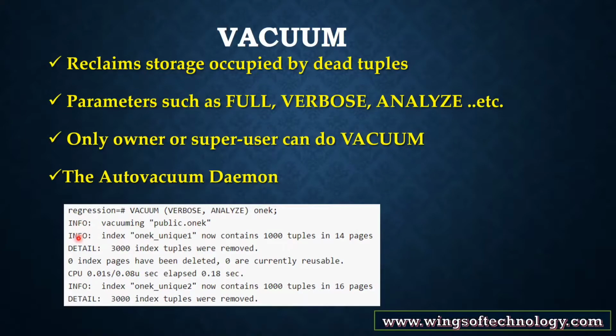Okay, so if you see here info, and the second info is saying that particular index, unique one index, has 1000 tuples in 14 disk pages. Okay, and what it is saying is detailed 3000 index tuples were removed. Those were dead tuples. Okay, and it is talking about the pages that have been deleted. And of course in this particular vacuum no index pages have been deleted, that's why it is showing the 0. And the CPU memory and how much time has elapsed till this time, so everything will be displayed in the log itself.